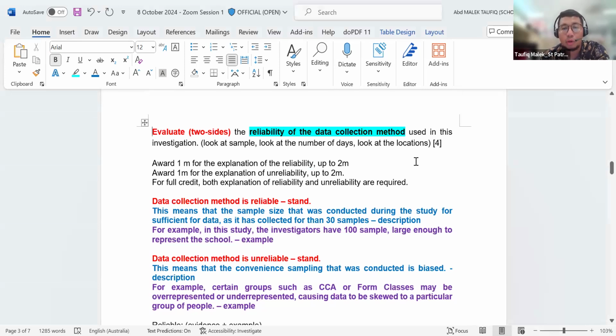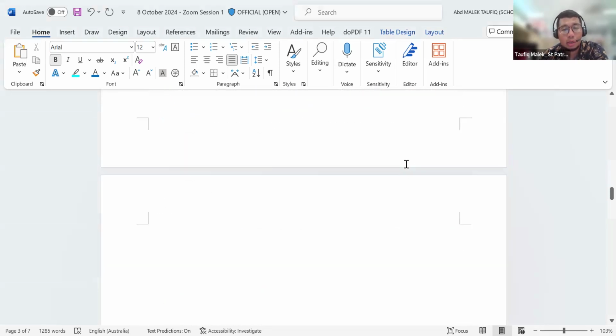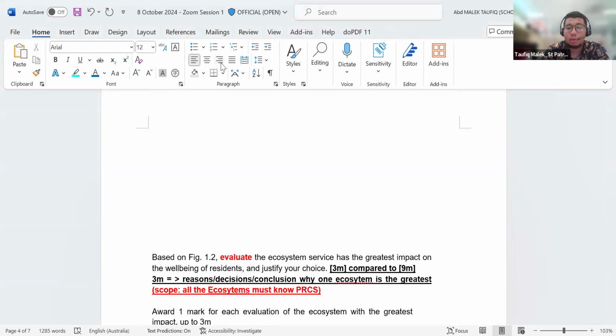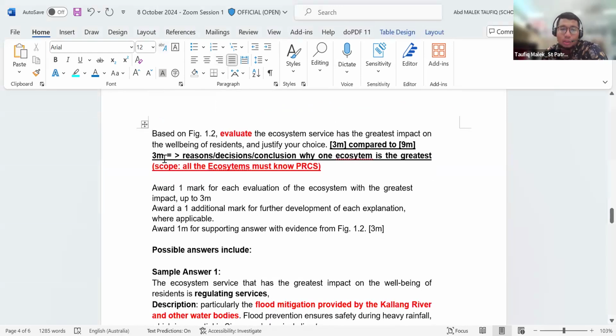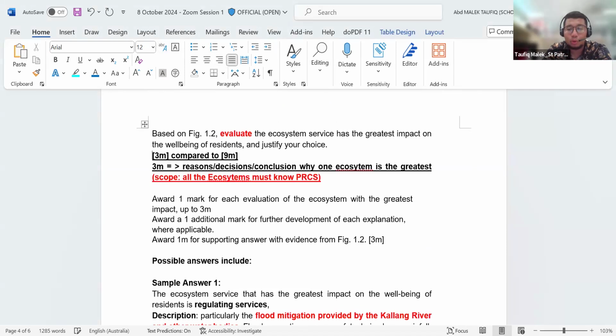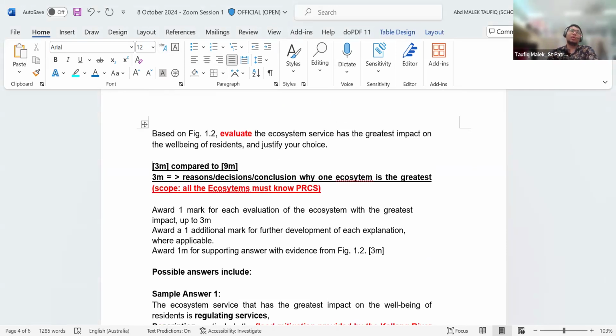Okay, no question. I'll move on to the next evaluation question. The next evaluation question is not a GI question, it's a GIEL question. Based on figure 2, evaluate the ecosystem that has the greatest impact on the well-being of residents, and justify the choice. If you look at figure 2, figure 1.2 is actually a picture of a reservoir.